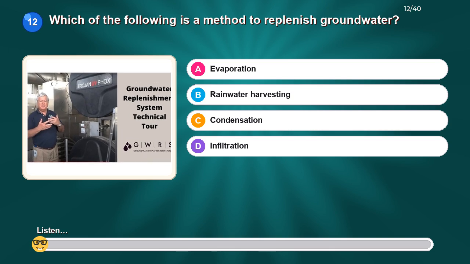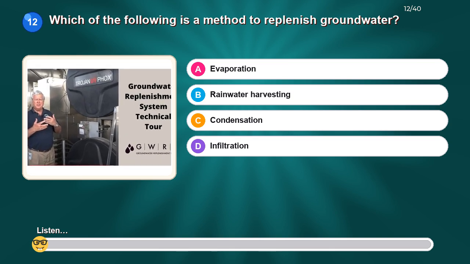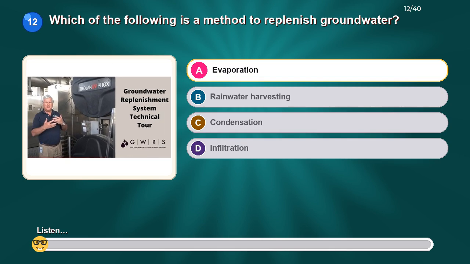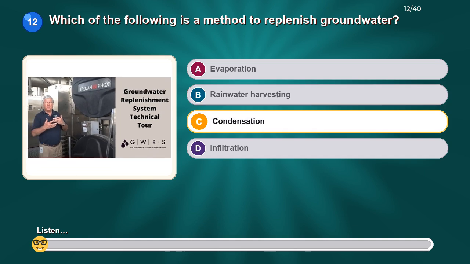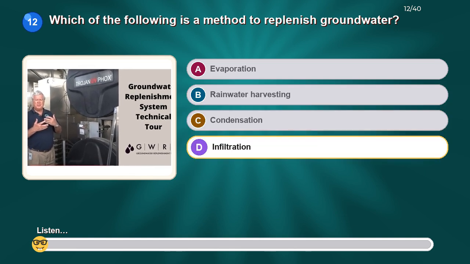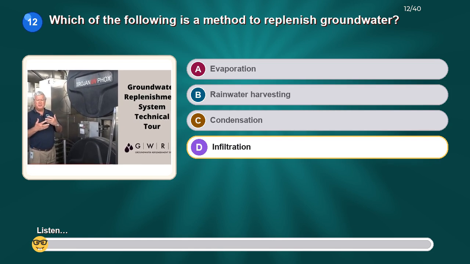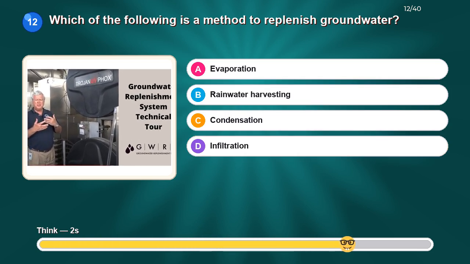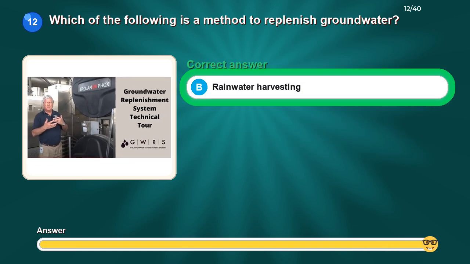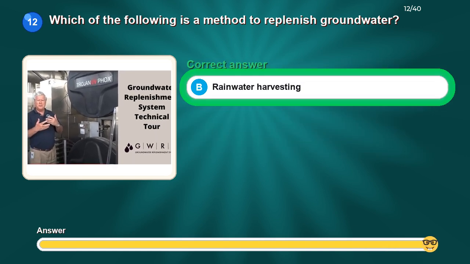Which of the following is a method to replenish groundwater? Option A, evaporation. Option B, rainwater harvesting. Option C, condensation. Option D, infiltration. The correct answer is rainwater harvesting.